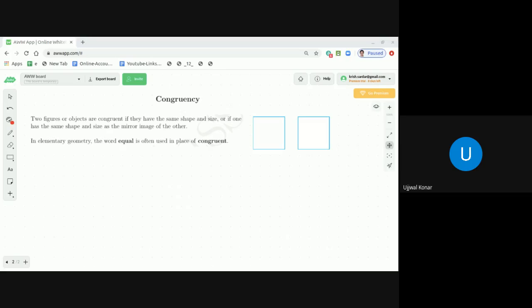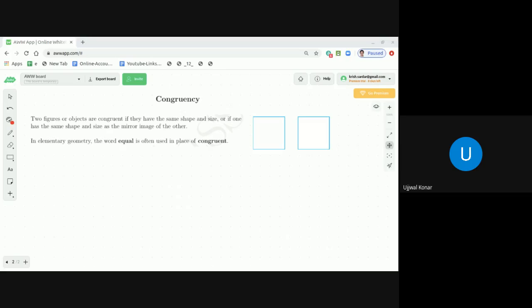Now you may think, why should we study congruence? The study of congruency is important. Let me give an example. You all must have seen the ice tray in your refrigerator, right? Observe that the molds for making ice are all congruent. The cast used for molding in the tray also has congruent depressions.